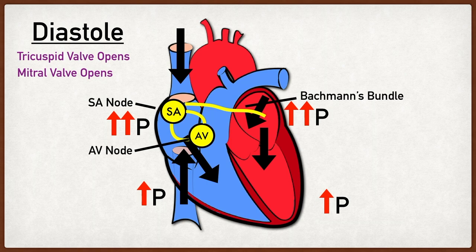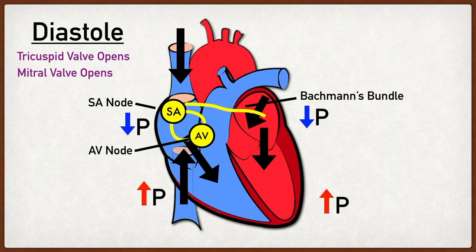As the atria contract and continue to empty their blood into the ventricles, this is going to start to decrease the atrial pressure. In addition to this, the atria begin to repolarize and relax, and this will further decrease the atrial pressure as well. Atrial repolarization occurs at the same time as ventricular depolarization, so let's go back to the conduction system.